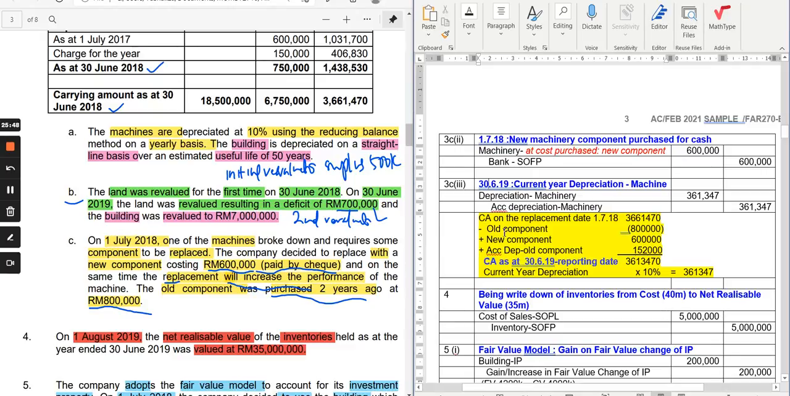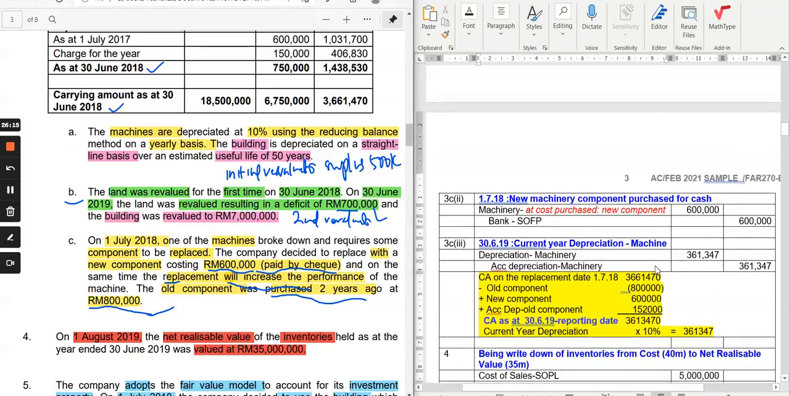And then remove the old component. Remember, the old component is 800,000, this one. And add the new component. This is the new component, 600,000. And again, you need to add the accumulated depreciation of the old component, and therefore you will have the figure 3,613,470.